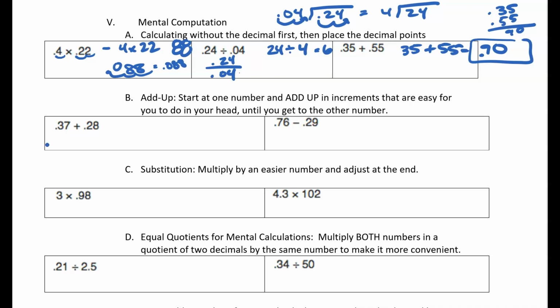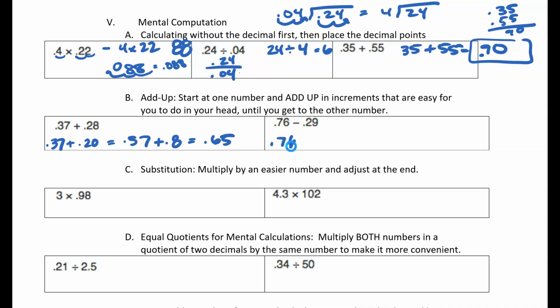So this is one suggestion: maybe start with 0.37 and add 0.20. That's a little bit easier, because you can just say 3 and 2 is 5. So you're left with 0.57, and then you could add the 0.08 at the end, and that sends you to 0.65. I know it seems more complicated when I write it out, but when you're actually doing this in your head, I think it can be faster, because I do it all the time.